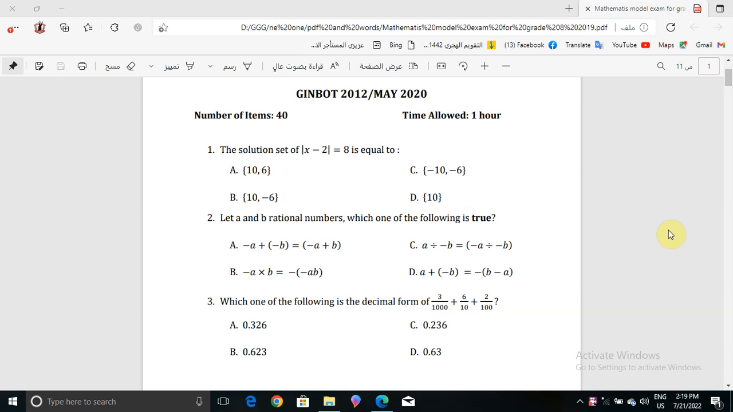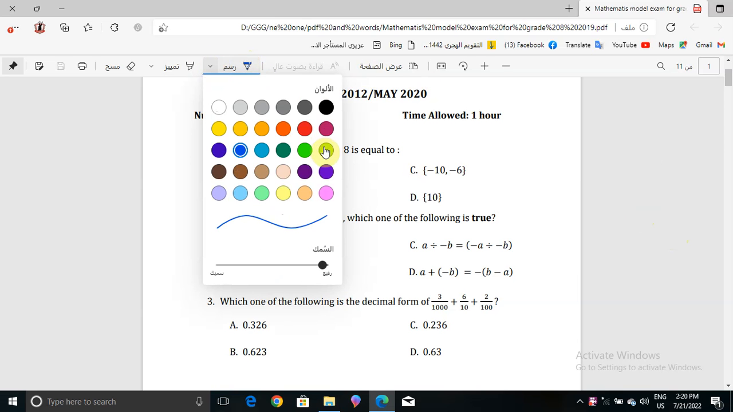Are you fine? I'm Jan Ahmed Abdel Sadiq and today's model is maths. It's by the year of May 2020. It's part 2. Now let's start with the first question in this model. It asks what the solution set of the absolute value of x minus 2 is equal to 8 is. Okay, now let's start together to write it.